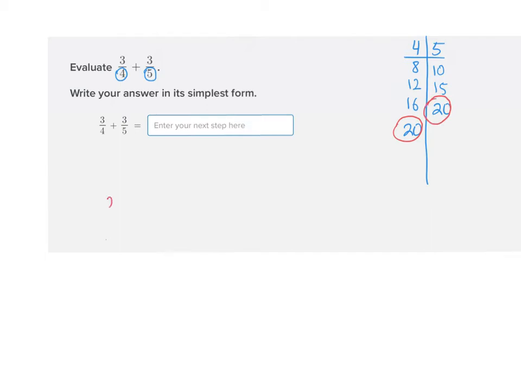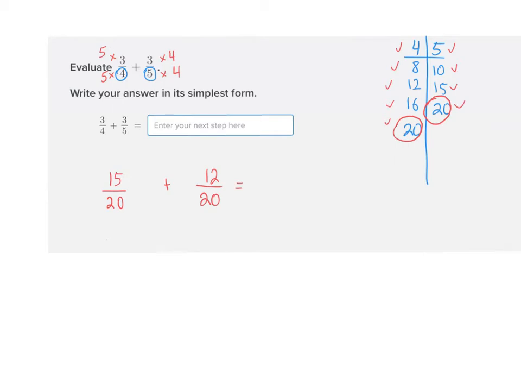So I'm going to write down my denominator of 20, and then I'm going to think, okay, I did 5 times 1, 2, 3, 4. 5 times 4 is 20, so I'm going to do 3 times 4. That's 12 there. My other side, I'm going to do 4 times 1, 2, 3, 4, 5. 4 times 5 is 20. Whatever you do to the bottom, you need to do to the top.